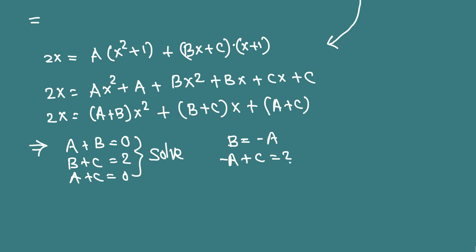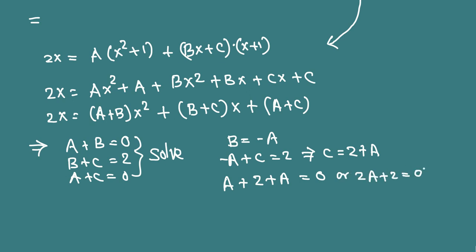And from this we get c, move a over, so c equals 2 plus a, so we have c in terms of a. I'm gonna plug this into the third, then we can find the value of a. c equals 2 plus a. Now from the third, a plus c equals 0, and c is, by the way, 2 plus a, equals 0. So 2a plus 2 equals 0. Subtract 2, negative 2, divide by 2. So negative 2 over 2 is negative 1. So a equals negative 1.